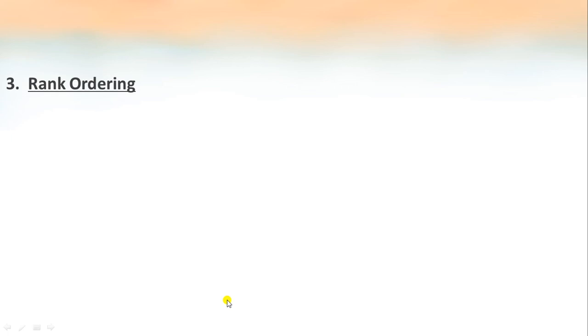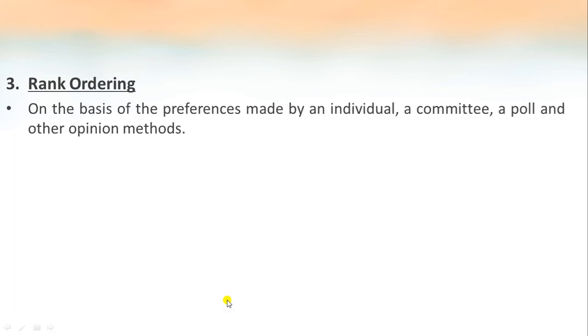The third one is rank ordering. When we want to select a leader, what do we do? Based on preferences, an individual, or by the voting system, by a committee or a poll, or by others' opinions, we will select. Based on that preference, one candidate will be selected as the leader.